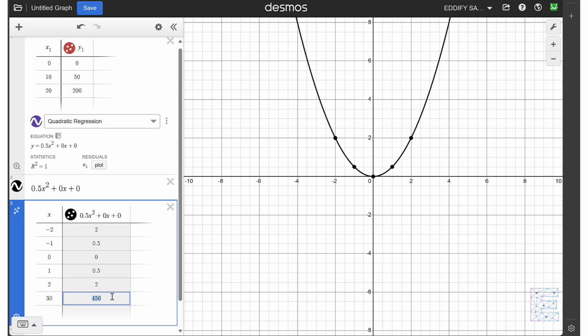And I said if you want, because you could do this manually. We could take the equation that we found and manually plug in 30. So it'd be 0.5 times 30 squared. That's 0.5 times 900. Half of 900 is 450. So if you're going to do it manually, do that. But you have the Desmos option as well. And that's it. So the answer is 450.